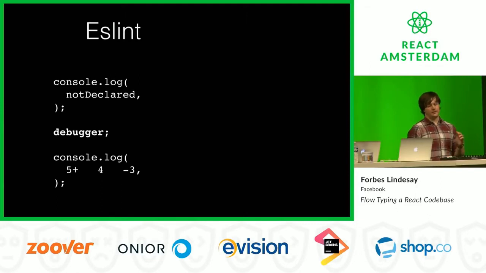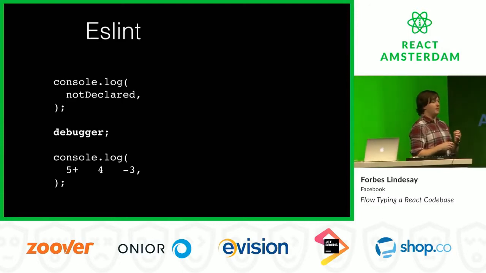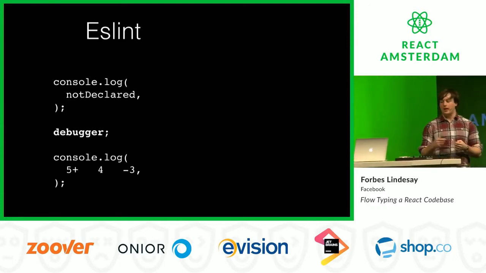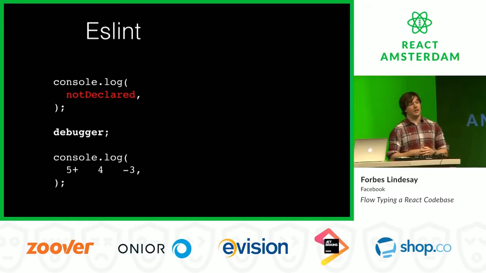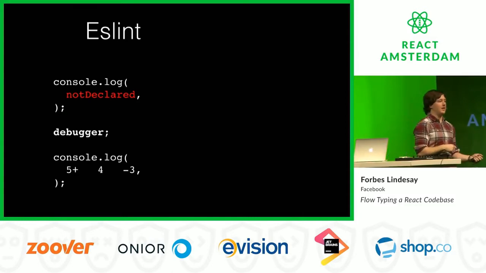So how does Eslint and Flow differ? Eslint and other linting tools help you catch really basic mistakes. So they'll catch things like a variable that you haven't declared, and that's because that requires very little actual analysis of the code. All you need to do is look for references to variables and then see if there's a declaration of that same variable. If there isn't, you found an undeclared variable.